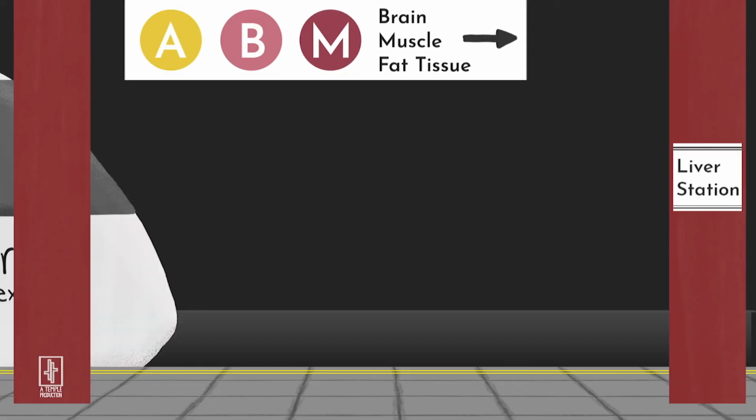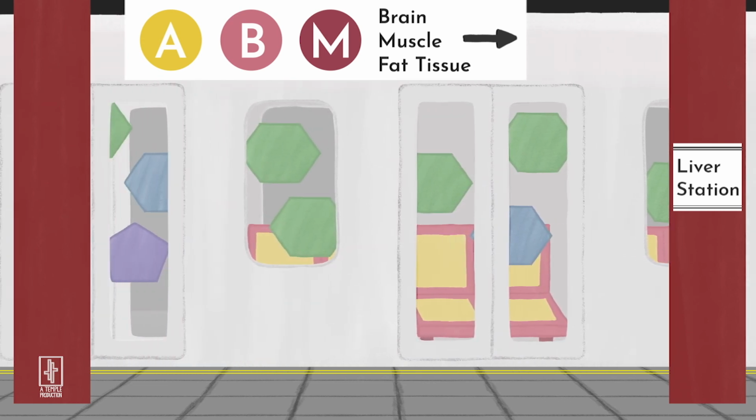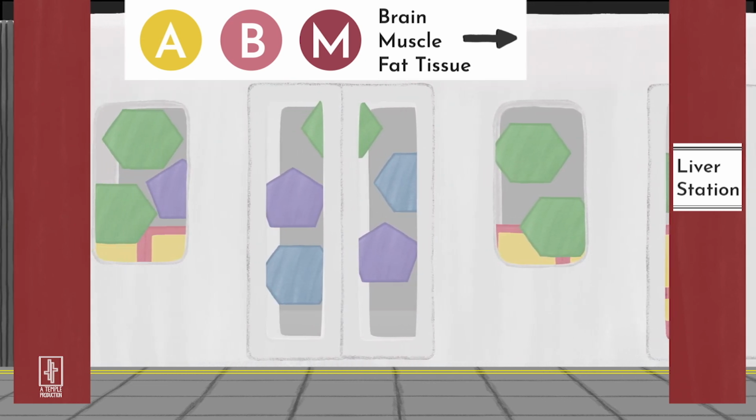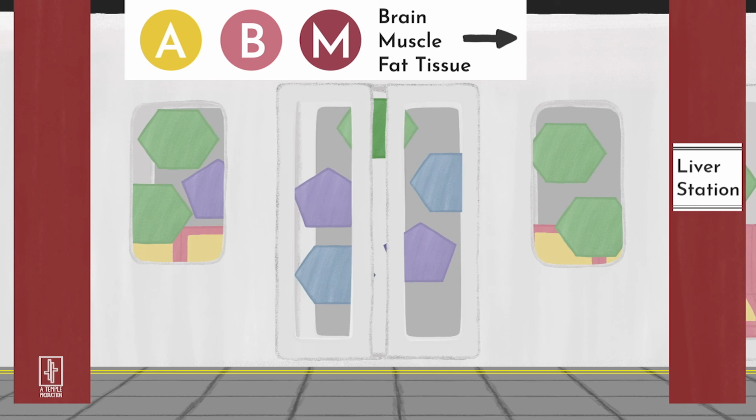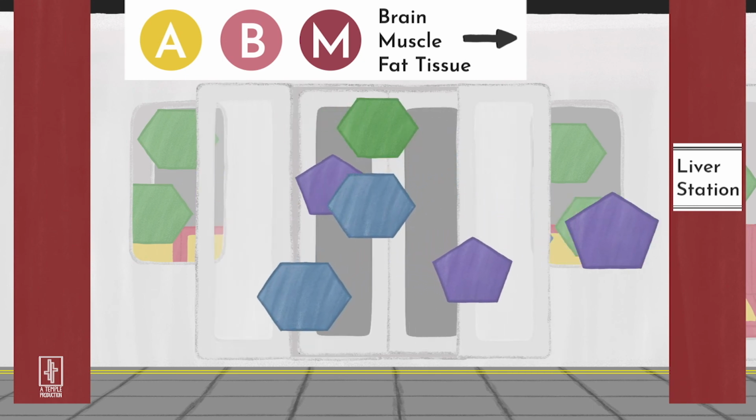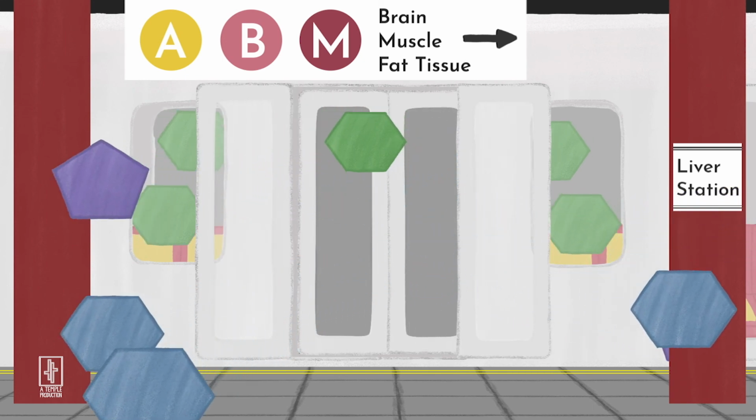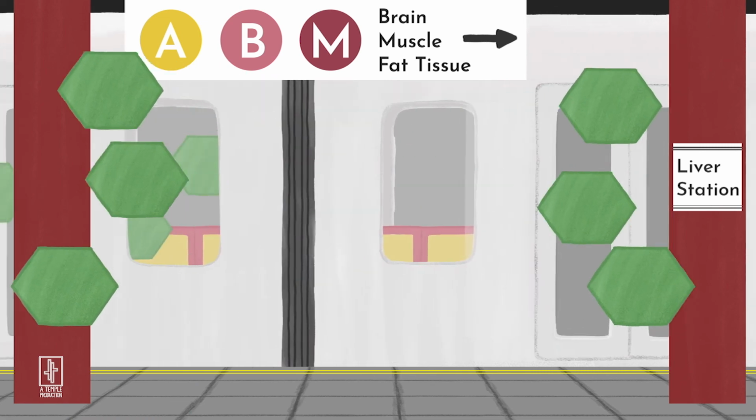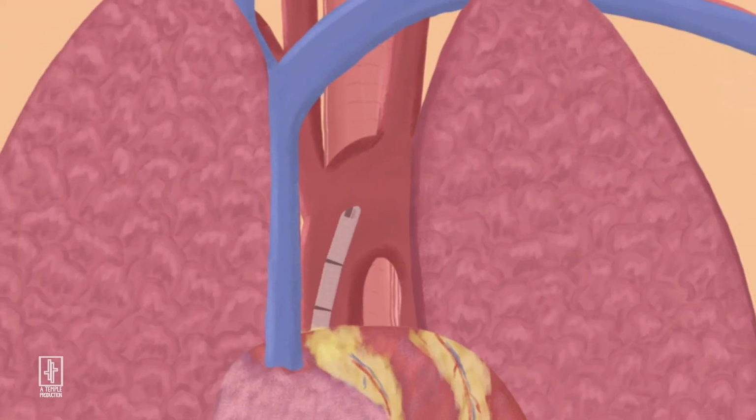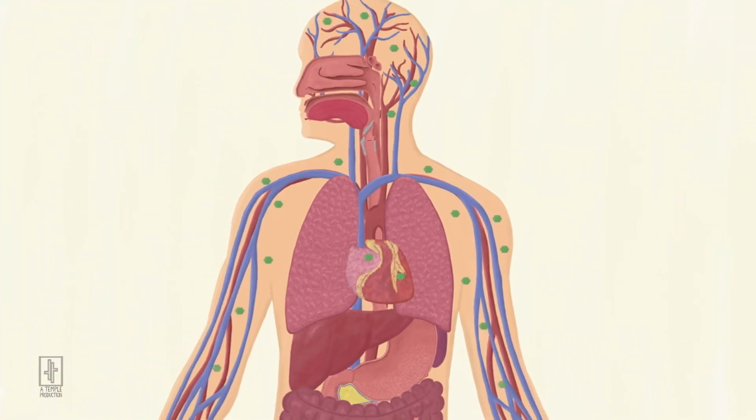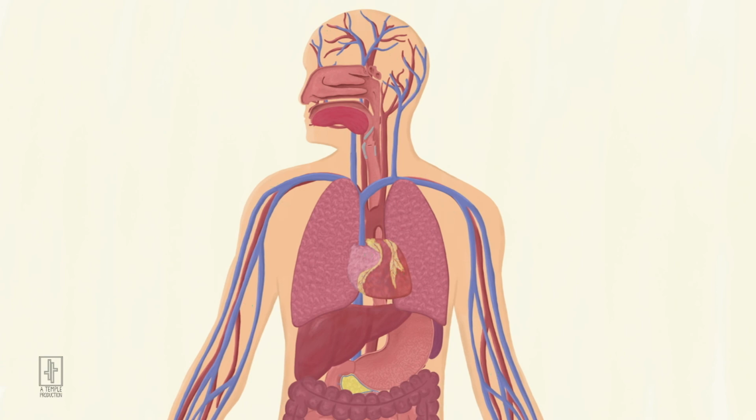Once in the bloodstream, they are shuttled directly to the liver. The galactose and fructose molecules are dropped off in the liver. Some of the glucose is dropped off, and the rest travels through the body where it is taken up by cells and used for energy or stored to use later. And that's how carbohydrates are turned into energy.